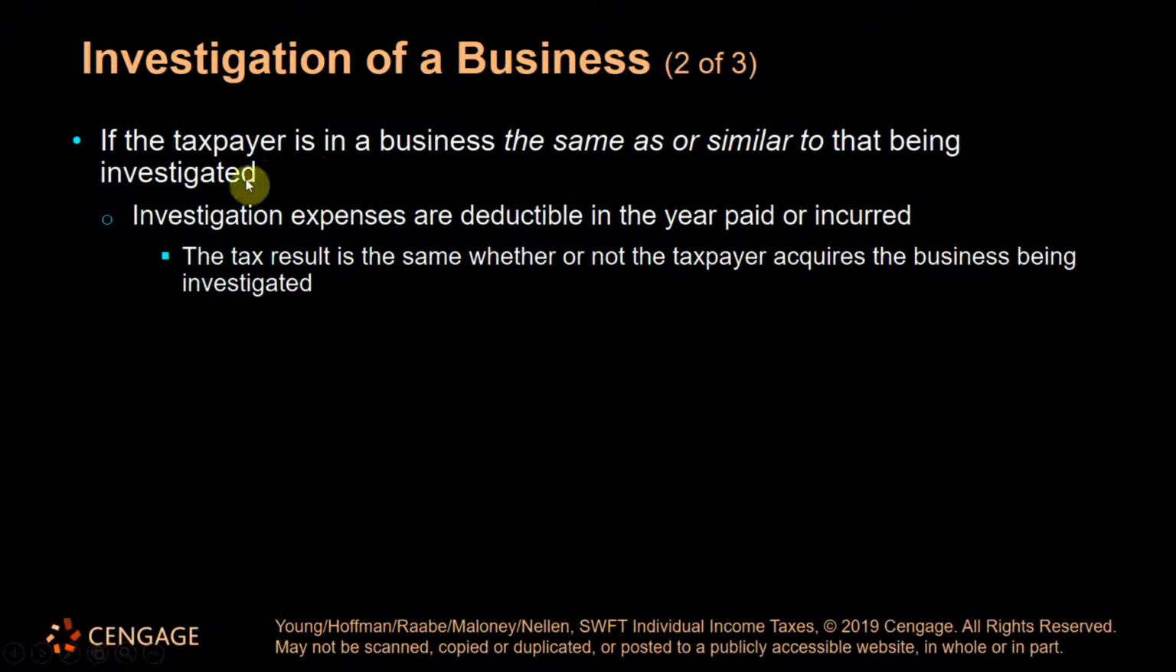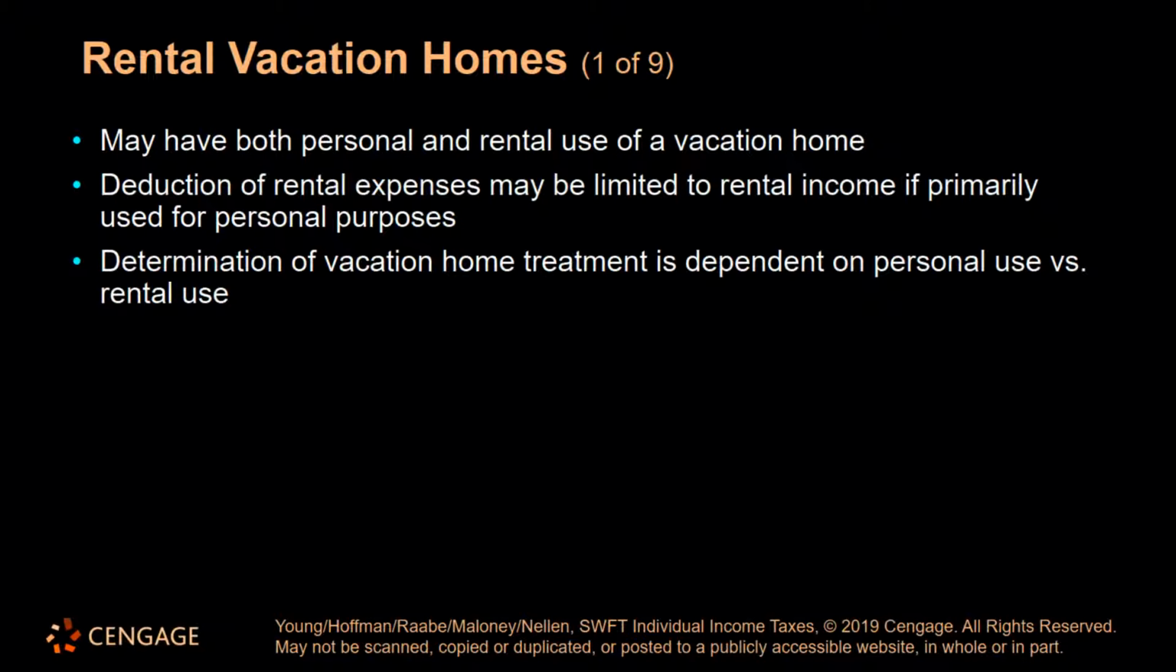Any investigation, if a taxpayer is in a business and they're investigating another or similar business, these investigation expenses are deductible in the year paid or incurred. I have some problems set aside that I want to discuss for rental and vacation homes. So sometimes folks will have a second home, maybe a cabin at the beach, at the lake, and they may use it themselves and they may rent it out. And the question is, those expenses that relate to that home have to be apportioned or allocated between personal use purposes, which are often not deductible, and rental income, which can be deductible.